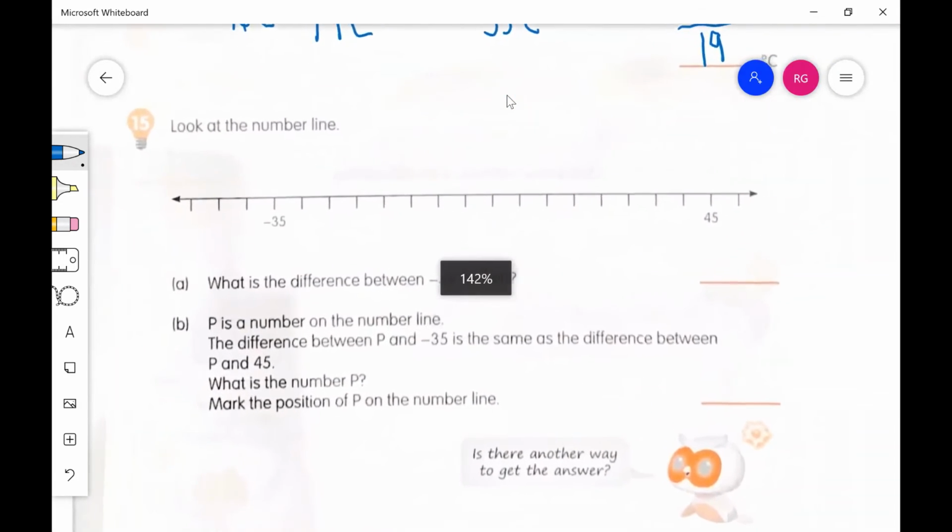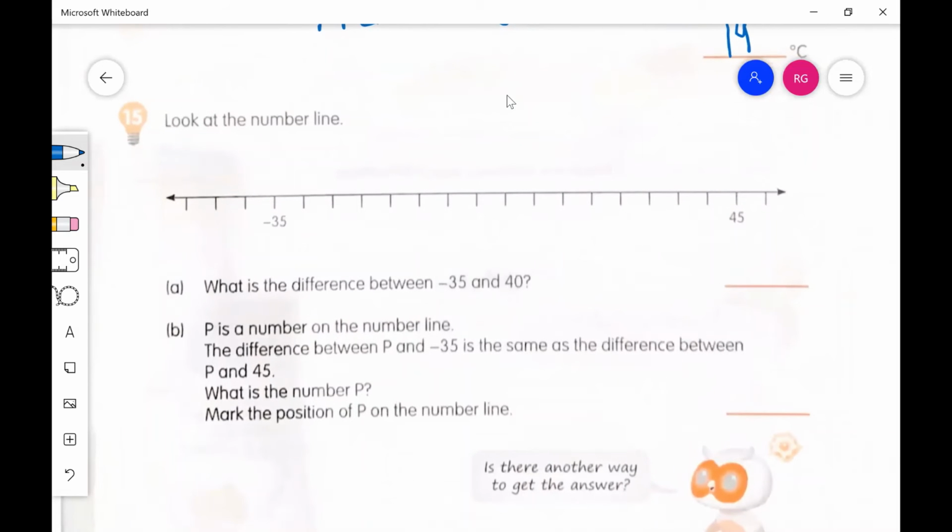It says, look at the number line. What is the difference between negative 35 and 45? So negative 35 and 45. What is the difference? Well, we should count back, go to 0 if we were calculating this difference. So I guess these are 5s. That's my guess. Is that correct, guys? You think 5, 10, negative 25, negative 20, negative 15, negative 10, negative 5, 0. I think this is my 0.